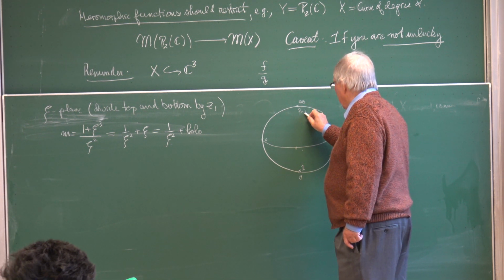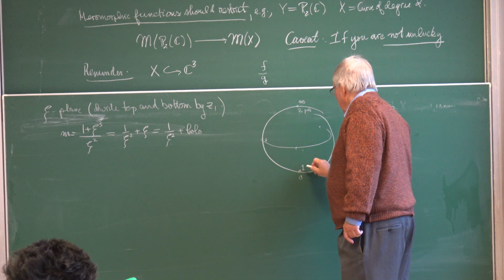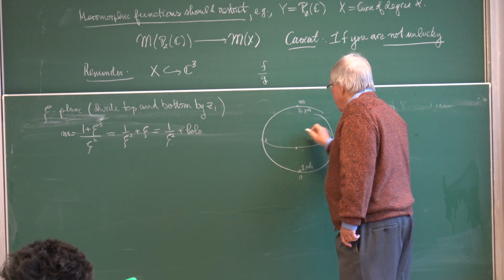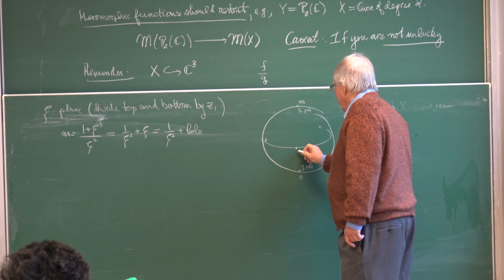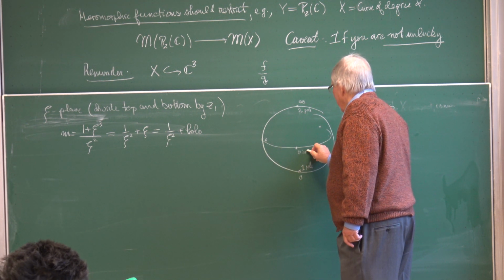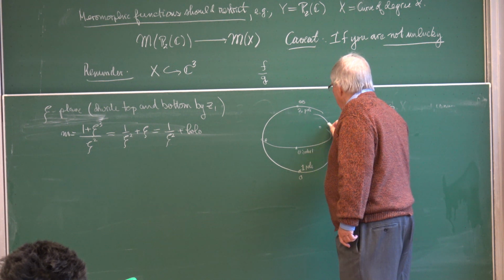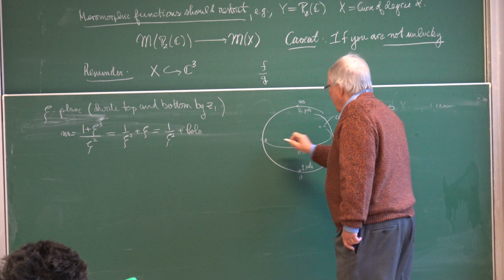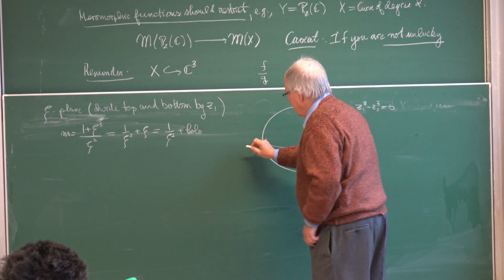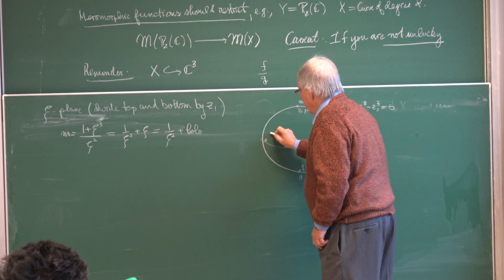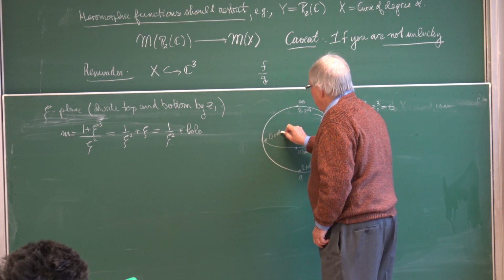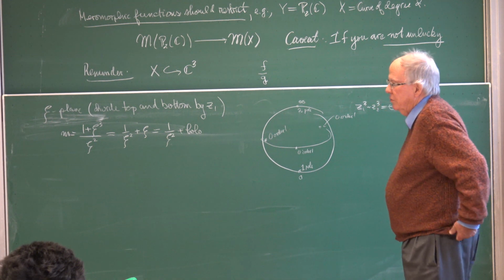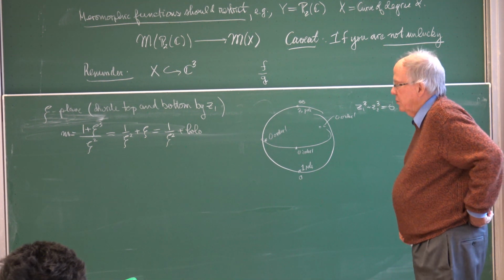So these are poles, a pole of order 2 and a pole of order 1, and then here we have 3 zeros, each a zero of order 1. And that's exactly what it should be, because the number of poles should be equal to the number of zeros in the compact Riemann surface.